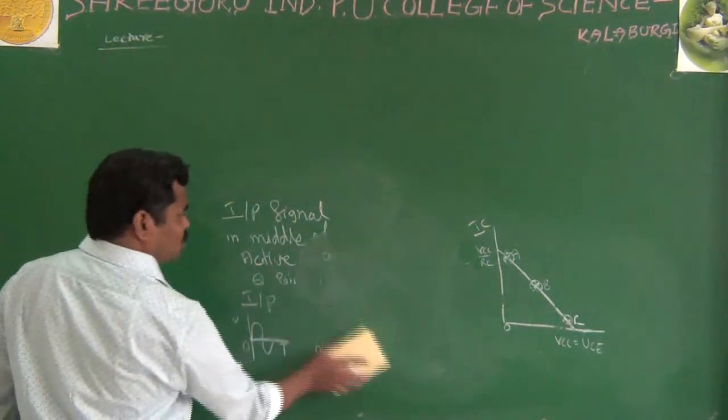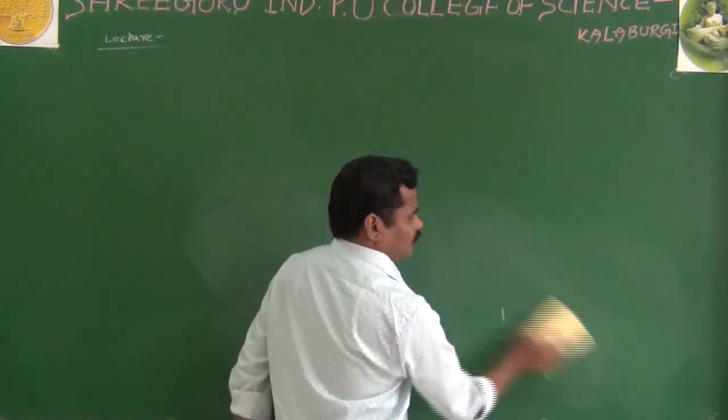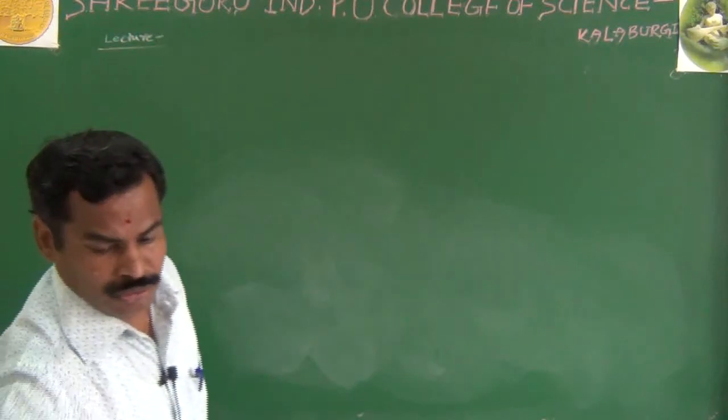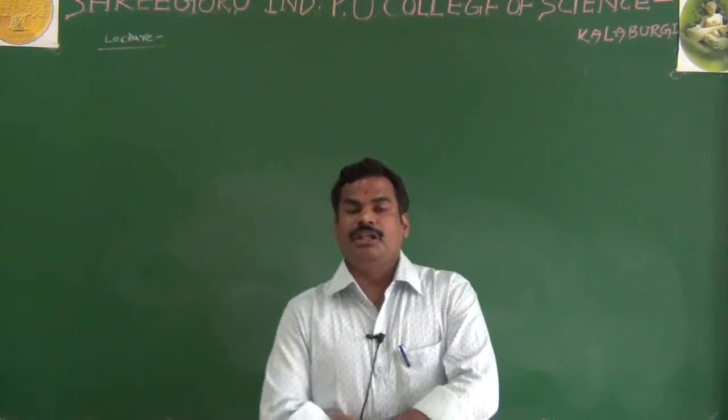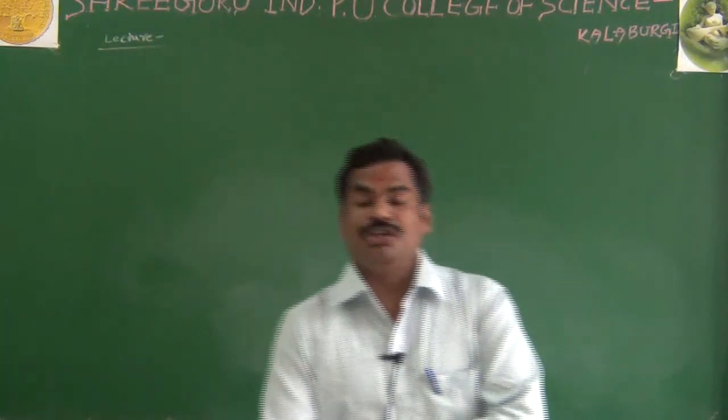As we know about the importance of the Q point and the DC load line, and as I said already, to fix the Q point in the active region or to draw the DC load line, what is the important thing?